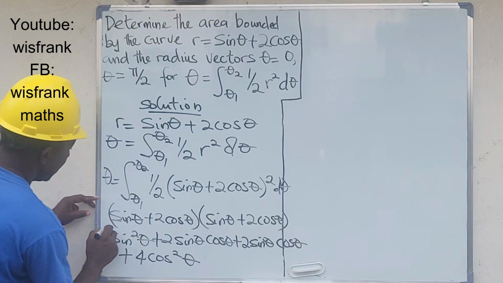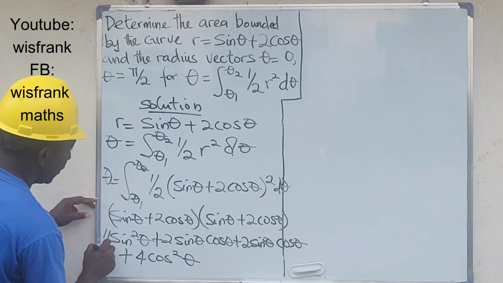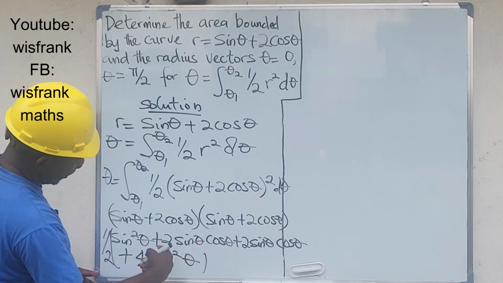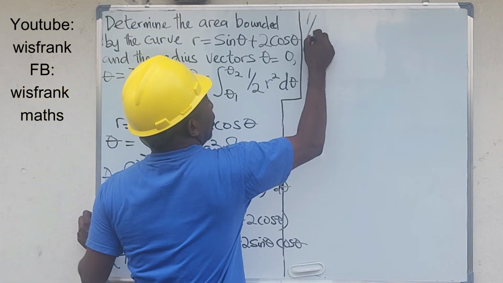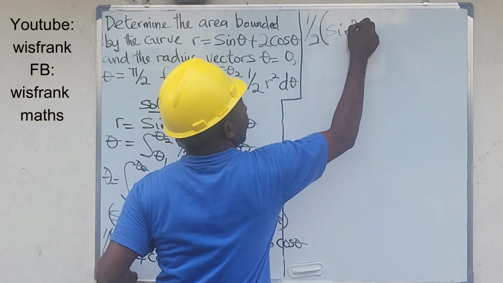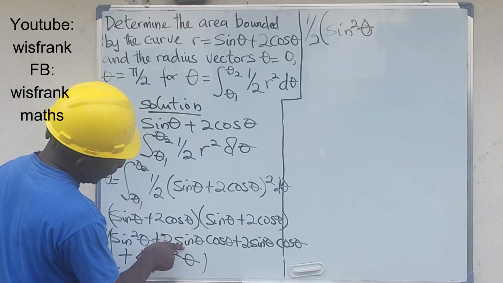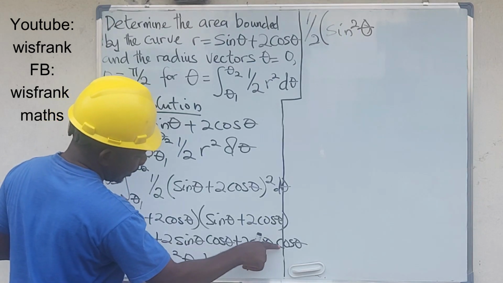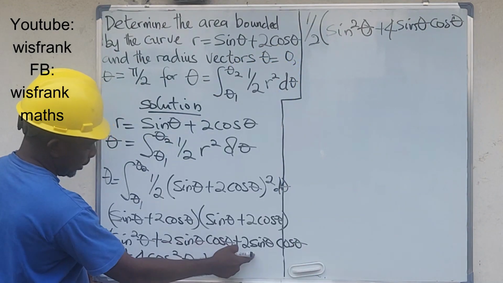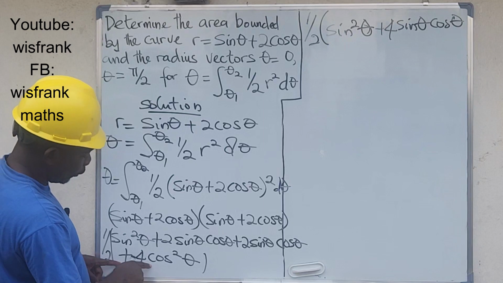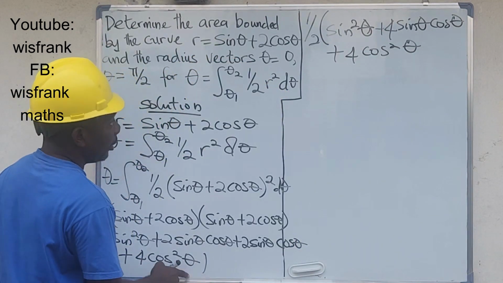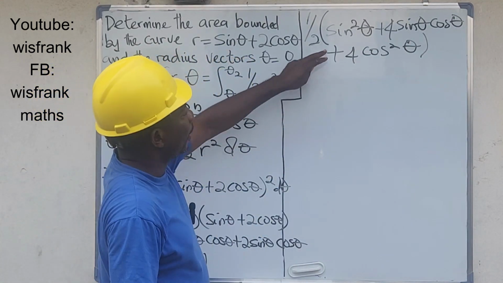This is the same thing as 1 over 2 into all this. So the next thing we are going to do is to collect like terms. Here we have 1 over 2 into sine squared theta, then 2 sine theta cos theta plus 2 sine theta cos theta gives us 4 sine theta cos theta. We add this. Then the next one is plus 4 cos squared theta. So that's the end of this, and we close the parenthesis.